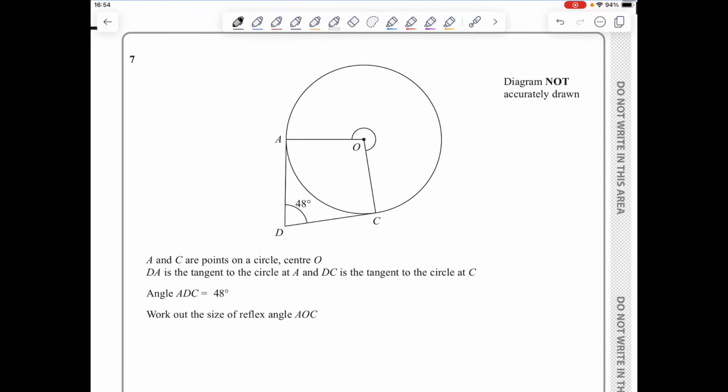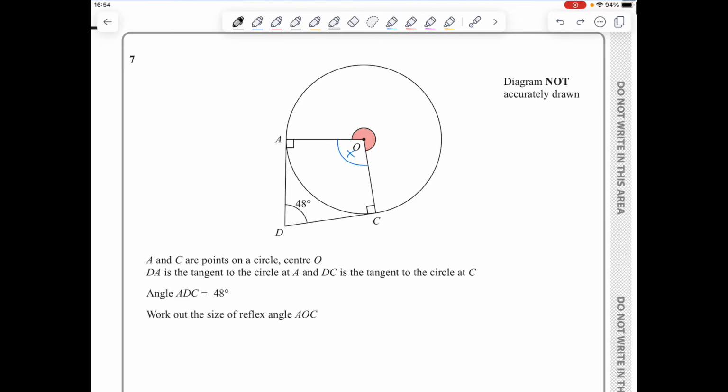For question 7, the reflex angle AOC I need to find is this angle here. In order to find that, I'll first find the angle AOC that is part of the quadrilateral AOCD, this angle here. Now to find that value x, I will first need to recall that the angle between a tangent and a radius is 90 degrees. Therefore, the angles at A and C are right angles.